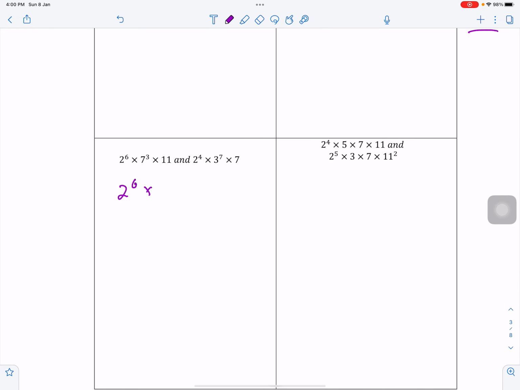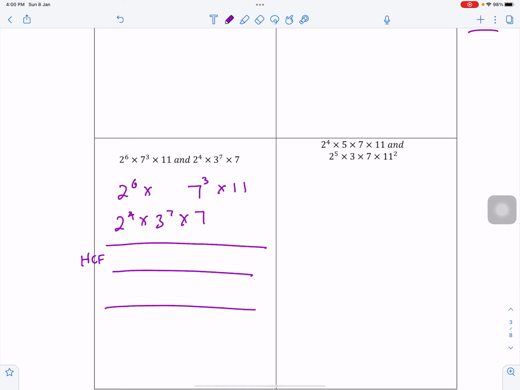2 to the power 6 times 7 to the power 3 times 11, 2 to the power 4 times 3 to the power 7 times 7. Again, for this one you use HCF and LCM. Here, put in the numbers, and there you go. 2 to the power of 4, 3 to the power 0, 7 to the power 1, 11 to the power 0. Again, erase the 0 away.